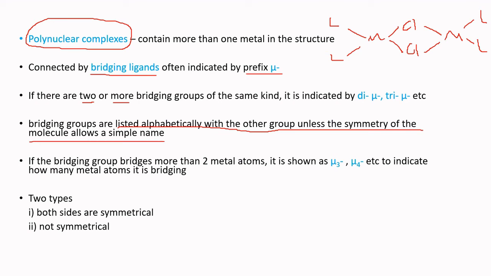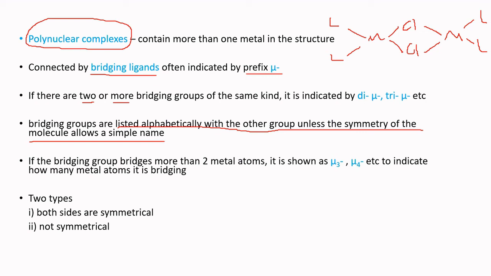Bridging groups are normally listed alphabetically with the other groups, unless the symmetry of the molecule allows a simple name. If the bridging group bridges more than 2 metal atoms, it is shown as mu3, mu4, etc., to indicate how many metal atoms it is bridging.